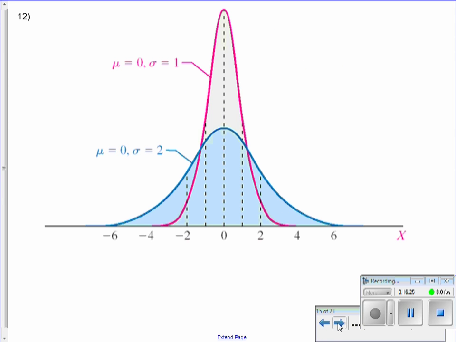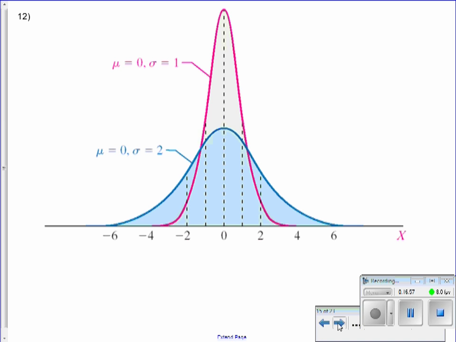Now, the standard deviation, of course, tells us how spread out our data is. So the standard deviation is also going to tell us how spread out our graph is. You'll notice in the pink one right here, we have a standard deviation of 1. The blue one has a standard deviation of 2. So as you increase your standard deviation, those inflection points get further away from the mean. So it actually spreads out the graph. Essentially, the larger your standard deviation, the wider your graph is going to be.